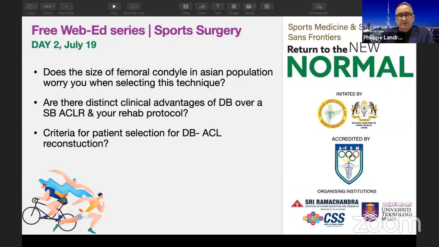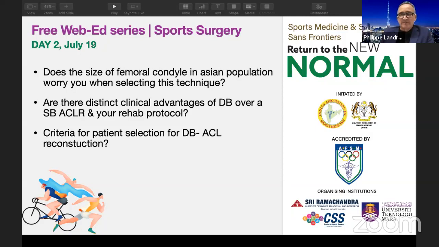I'm not using double bundle anymore because I didn't see any difference in terms of result. I believe that the reason the results are better with double bundle is that people who are doing double bundle are more experienced surgeons. So maybe there is a bias that explains why double bundle reconstructions appear better, because they are done by an experienced surgeon.